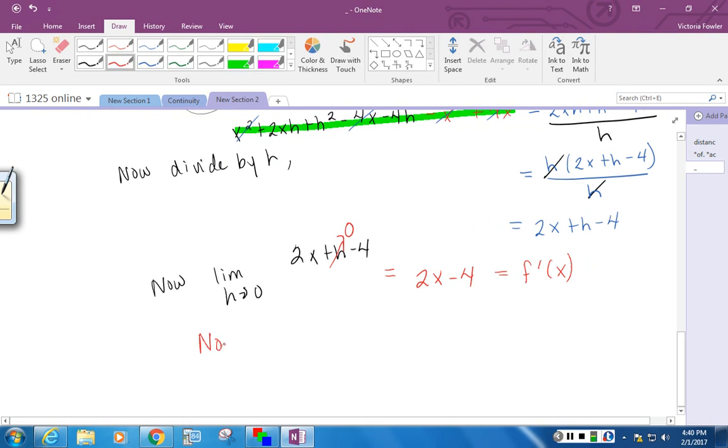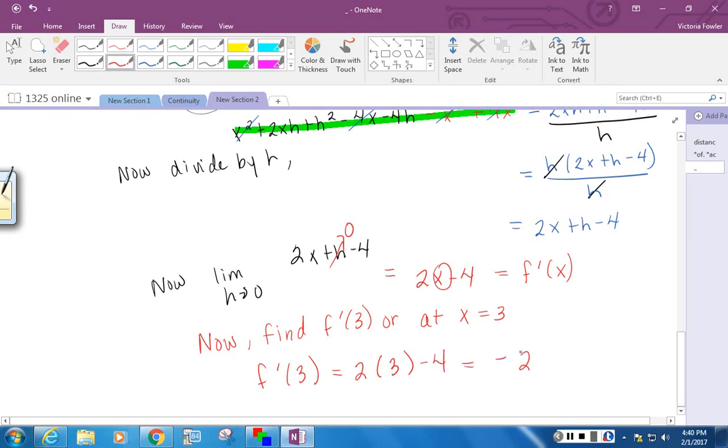But the question says, now find f prime of 3, or it says instantaneous rate of change at x equals 3. And so I know that that's the same thing. F prime of 3 means I'm going to go back to this derivative, or this instantaneous rate of change function that I found, and I'm going to say 2 times the x value it wants me to look for, which is 3, minus 4, and I would get negative 2. So this is the instantaneous rate of change for the function when x is equal to 3.